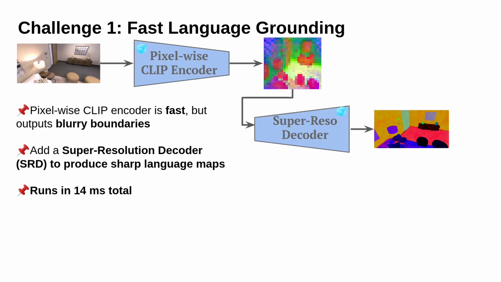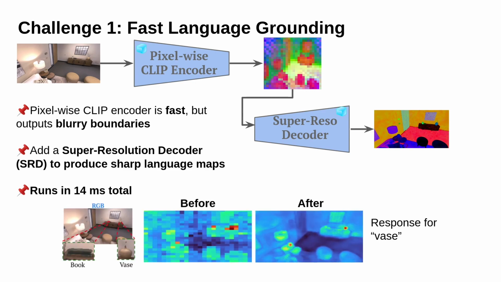To address the low resolution issue, we designed a simple yet effective super resolution decoder. It takes the low resolution CLIP feature maps, fuses them with the hierarchical image features, and outputs dense, high quality language maps. Together, the encoder plus the decoder runs in just 14 milliseconds. Below you can see the improvement. Before, the response for a vase was fuzzy, but after, the object boundaries are very sharp.